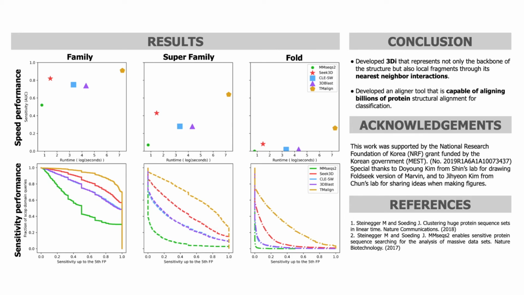In this study, we successfully developed structural alphabets that contain more structural information by representing not only the backbone of the structure, but also local fragments through its nearest neighbor interactions. And we also developed an aligner that is capable of aligning billions of protein structures for classification.